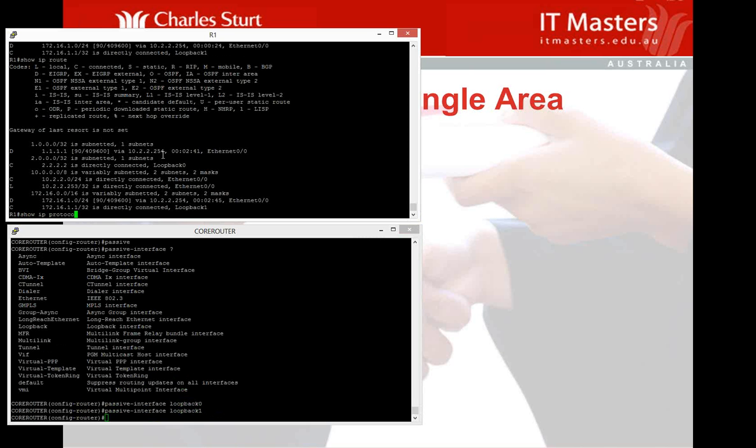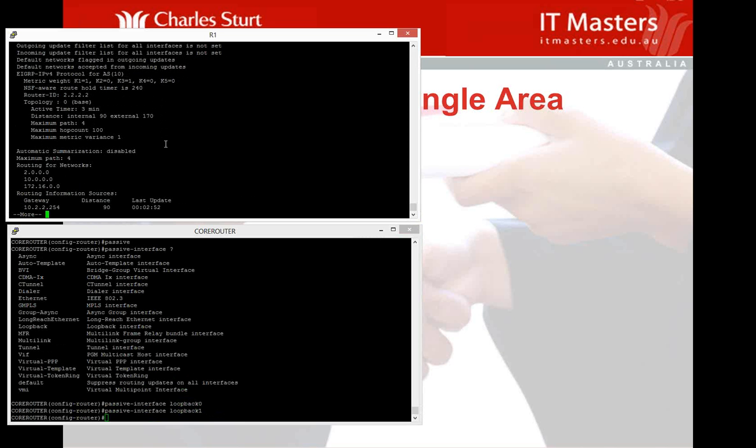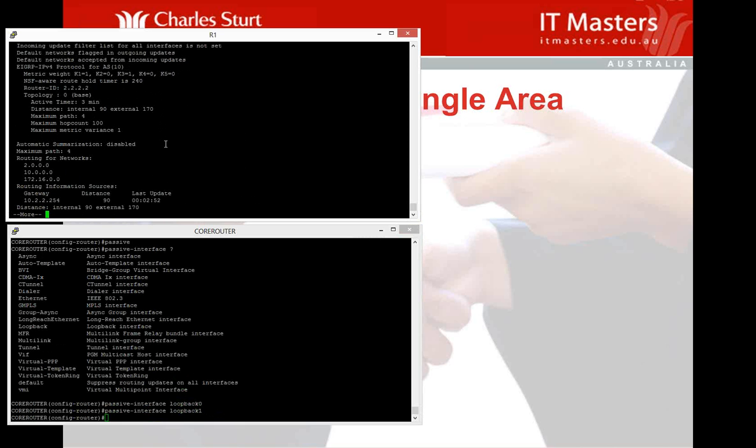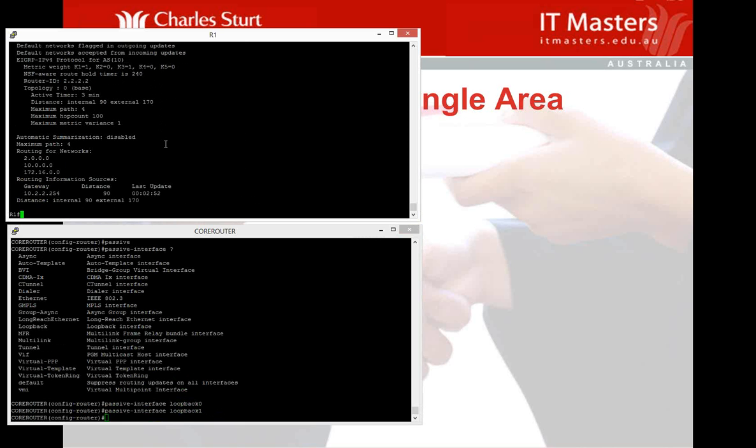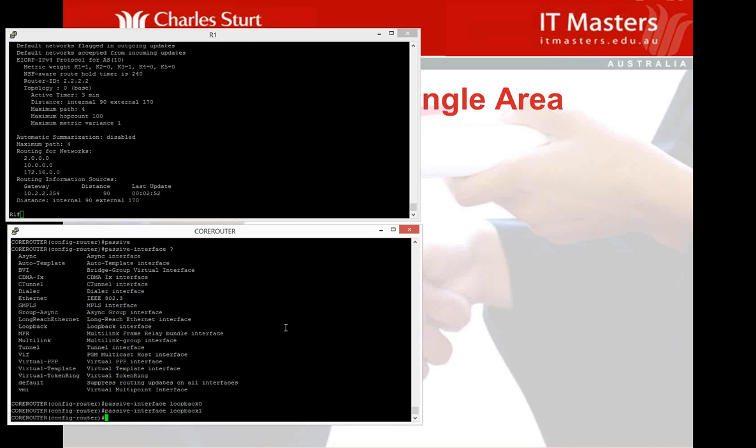So if we use the show ip protocols command, we can see on this one, EIGRP 10, router ID, there's the router ID, as I said, remember, highest loopback. Routing for networks, and so on. Routing information sources, so it's come from gateway 10.2.2.254. There it is. Okay.